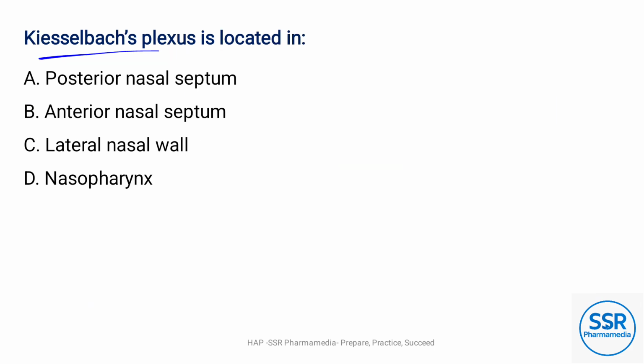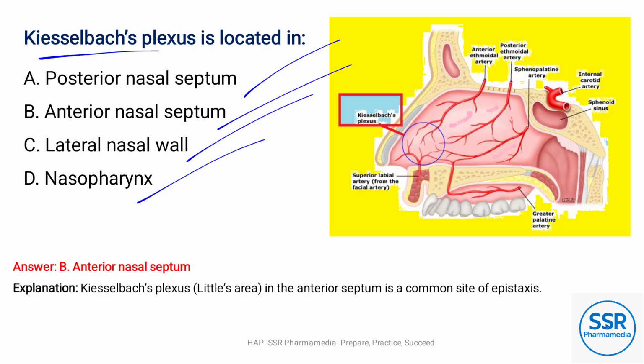The Kiesselbach plexus is located in option A, posterior nasal septum, option B, anterior nasal septum, option C, lateral nasal wall, option D, nasopharynx. The answer is option B, anterior nasal septum. The Kiesselbach plexus is a small area in the anterior septum and is the common site of epistaxis.